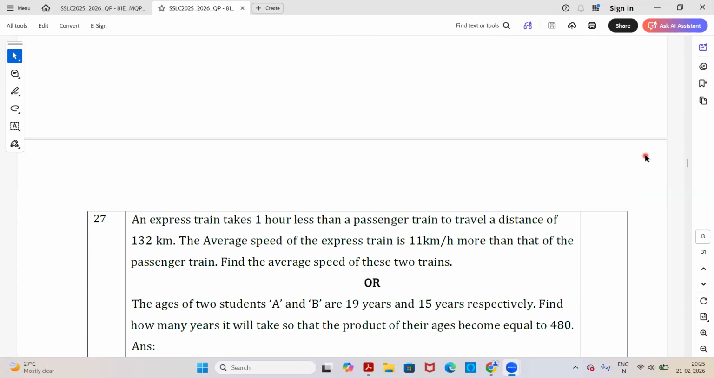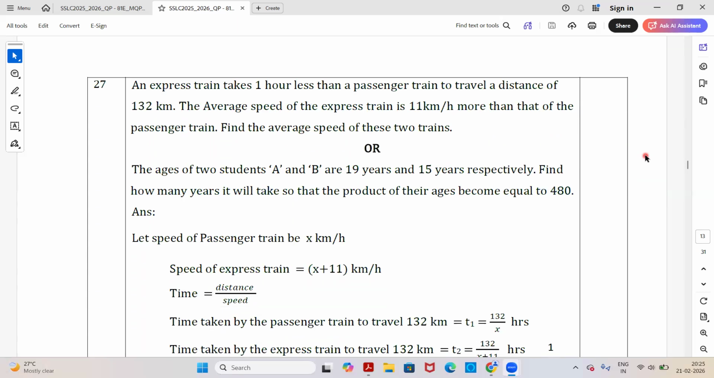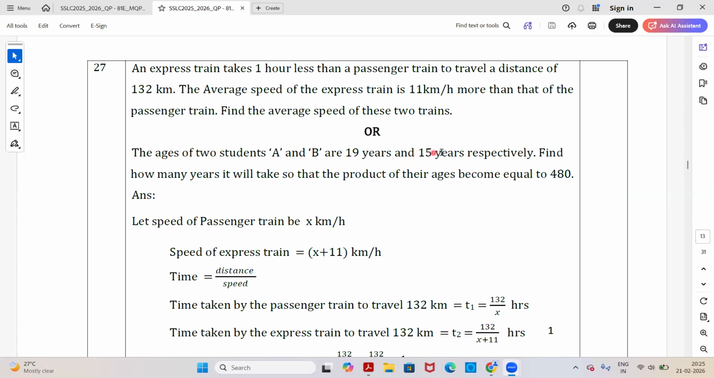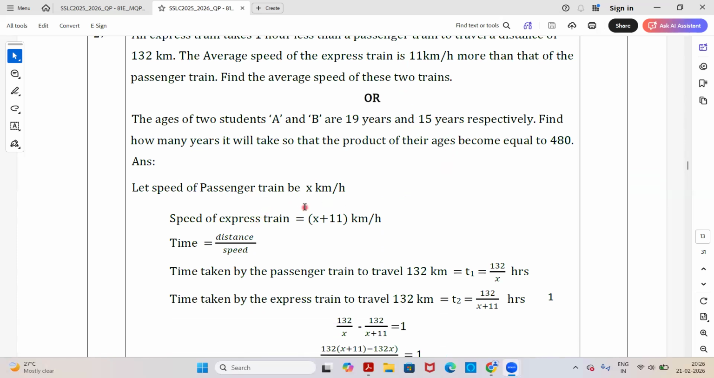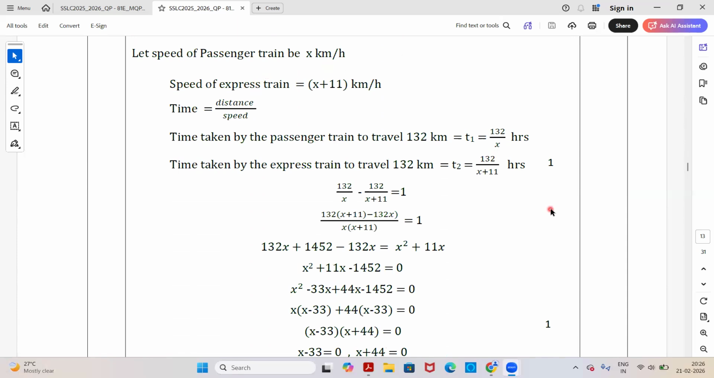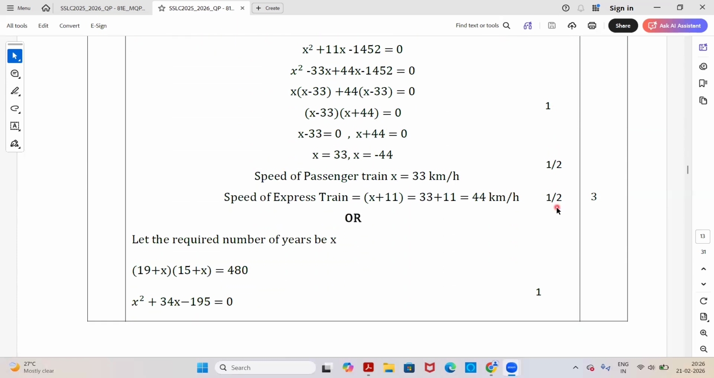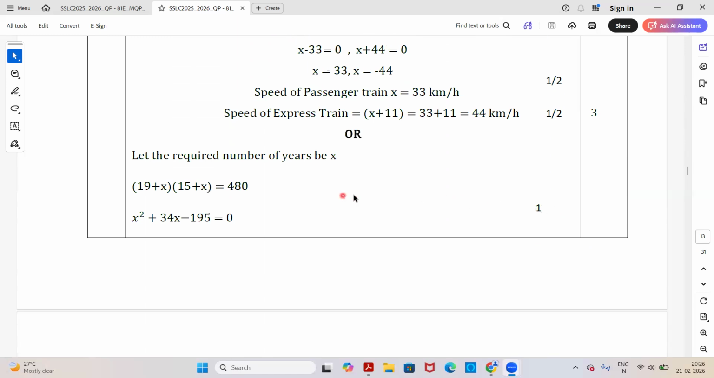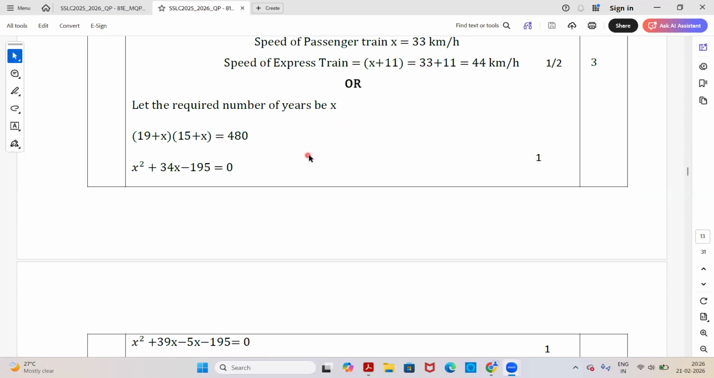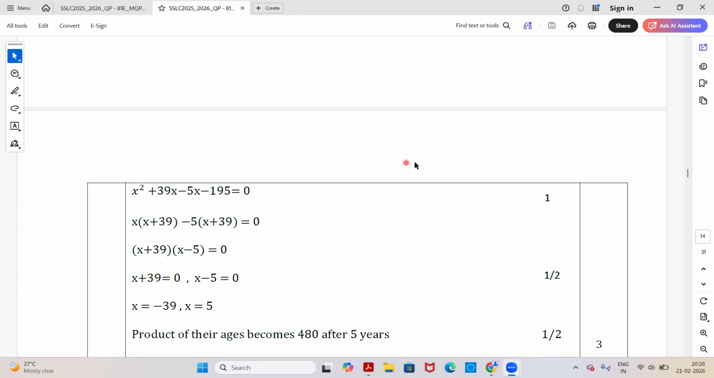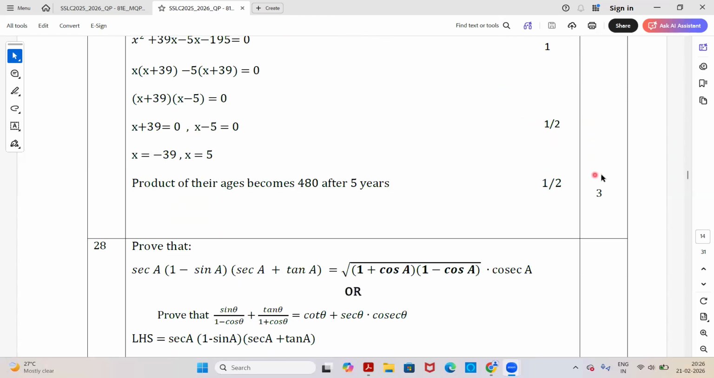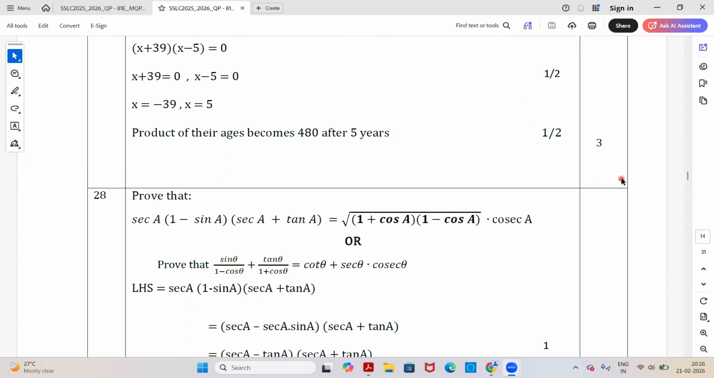Okay, then we move on to question 27, which is again optional question. You can see two questions. So answer for the first one is given here. It is like a word problem. And then answer for the second question is given here. Or after or is the second answer. So all these are 3-mark questions now.